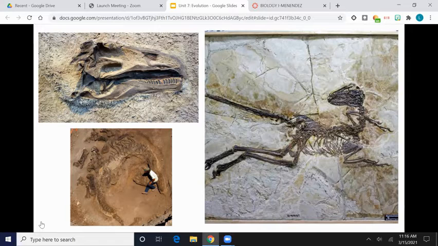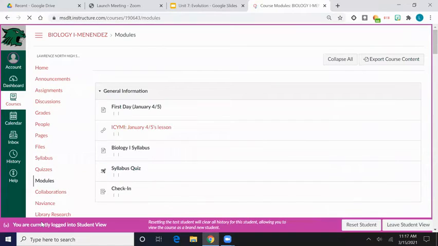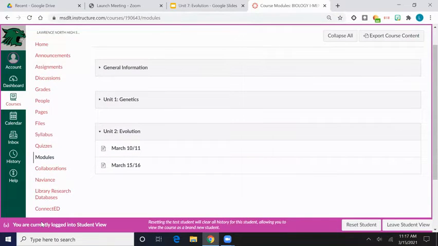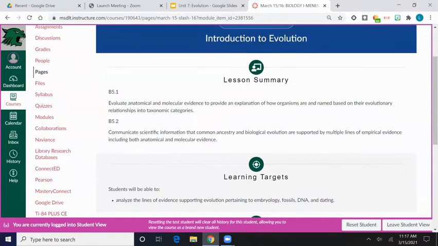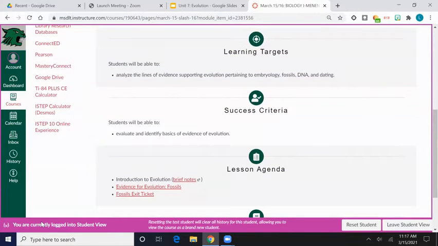So with that being said, we're going to do an activity today that goes over how we look at and study fossils. So we're going to go to Canvas and go to modules. And while I'm here, I'm going to remind you, I've been trying to make these a little bit more neat. So under Unit 2, you'll have a page for each day. And then under those pages, you'll have all the information that you need from that day. So here we have Introduction to Evolution. And today we're going to be focusing on evaluating and identifying basics of evidence, today specifically fossils.